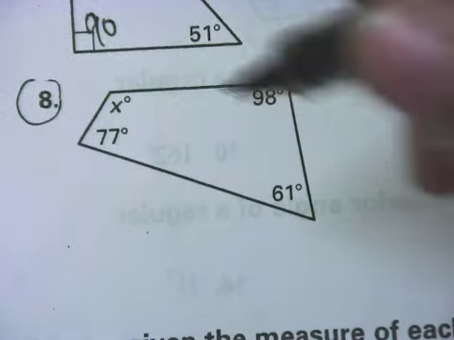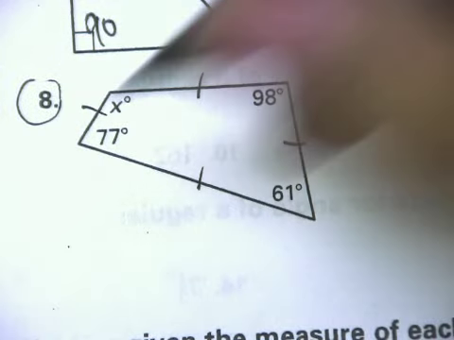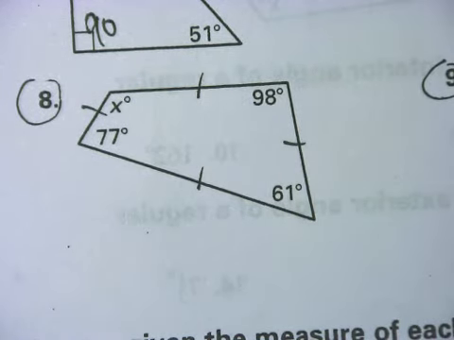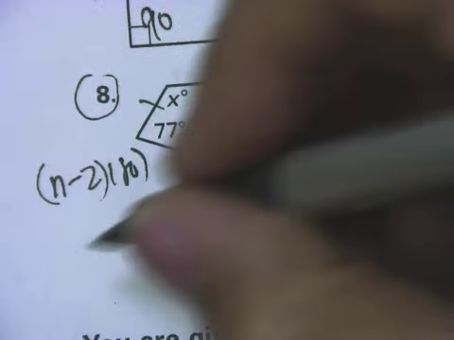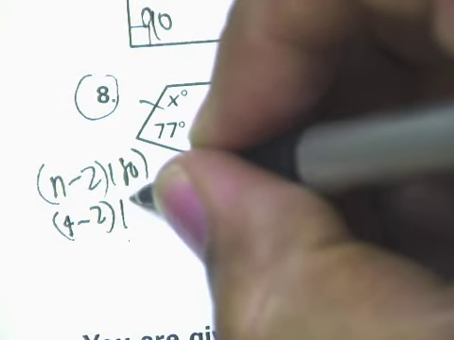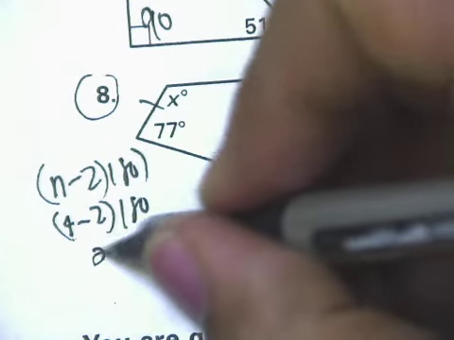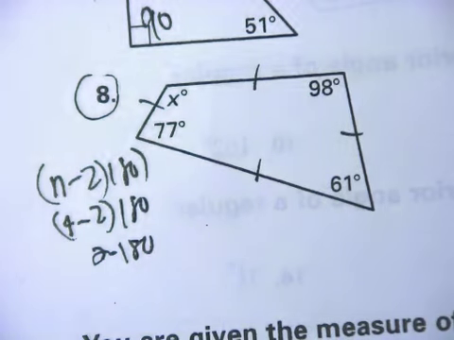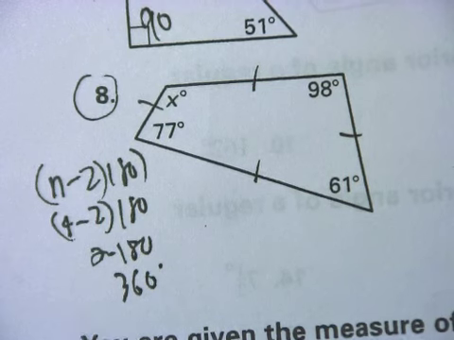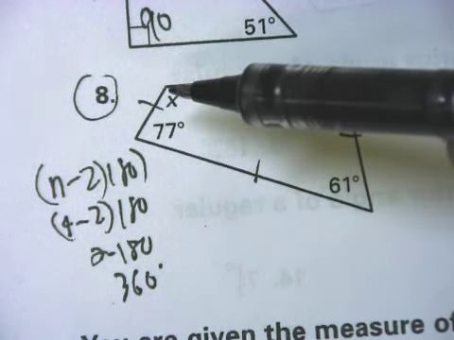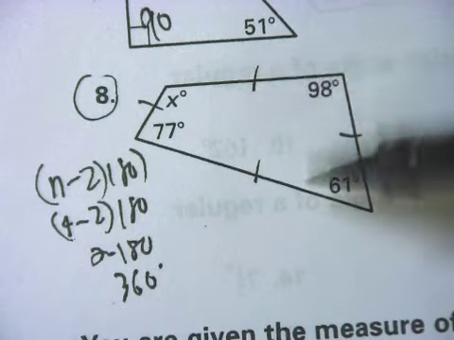Let's take a look at number 4. I would hope that you recognize number 4 as a quadrilateral right away. And by now you should know that a quadrilateral has 360 degrees. But in case you don't know that, you can use the formula: n minus 2 times 180. That's 4 minus 2 times 180. That's 2 times 180, which is 360 degrees. So a quadrilateral has 360 degrees.